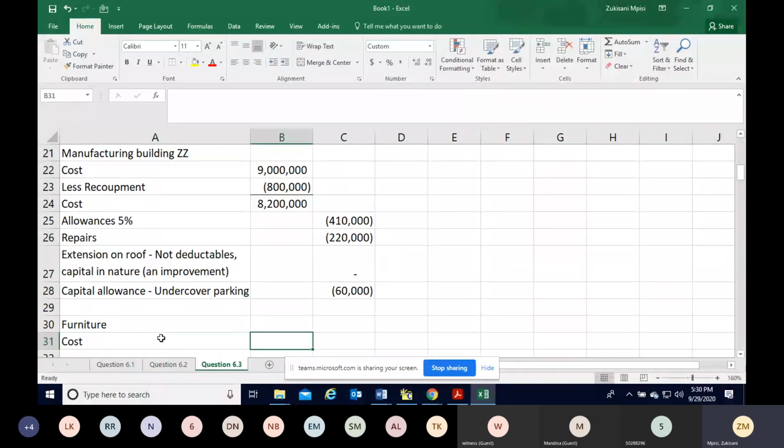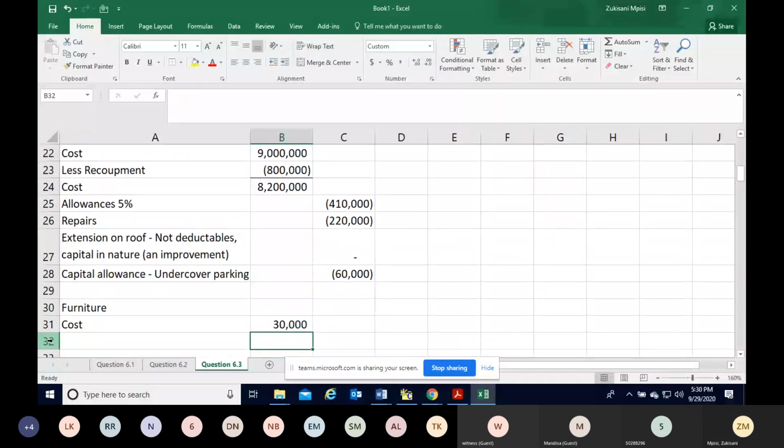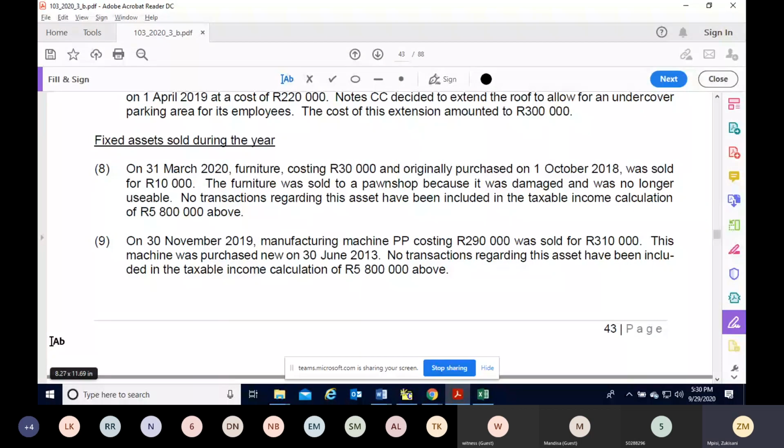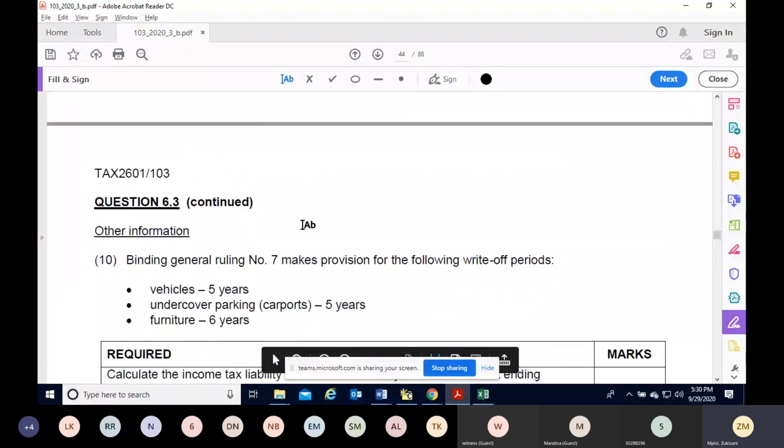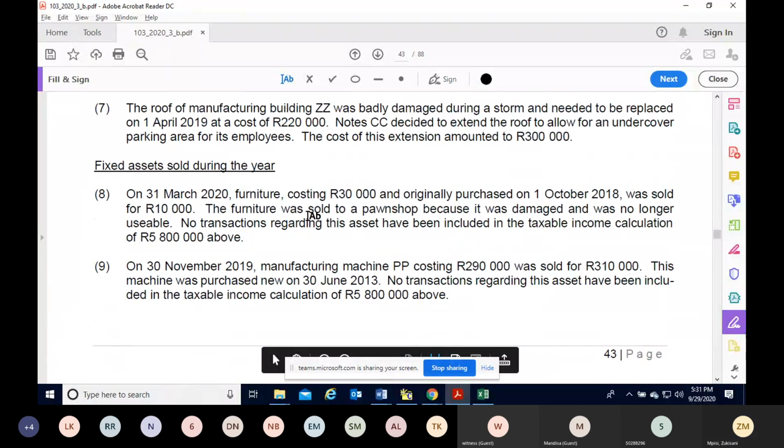So let's quickly try and see if we can get to this. We initially had a cost of 30,000. We had allowances that were allowed in terms of the binding general ruling. On furniture, it was 6 years. This was purchased on 1 October 2018. So we need now to quickly calculate and convert everything. So 1 October up to March 2020.